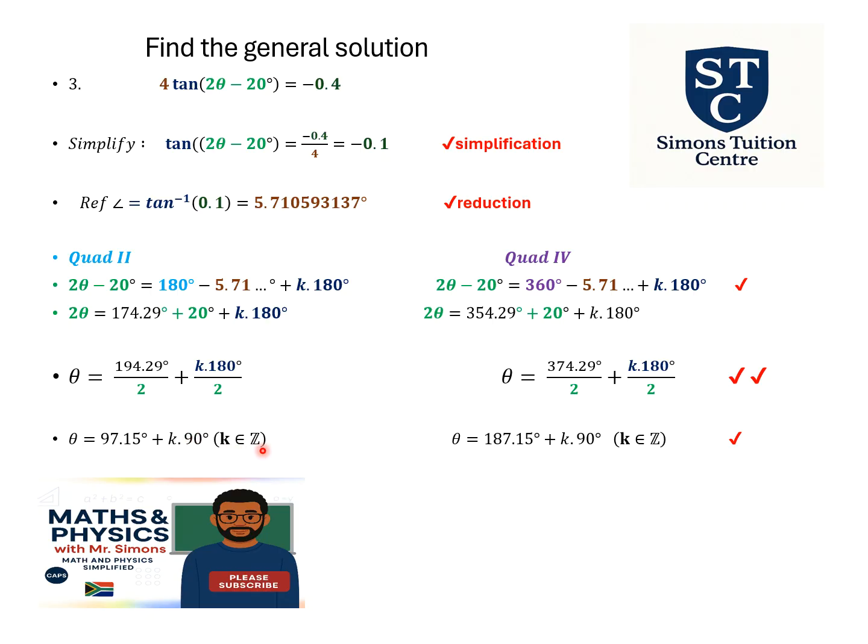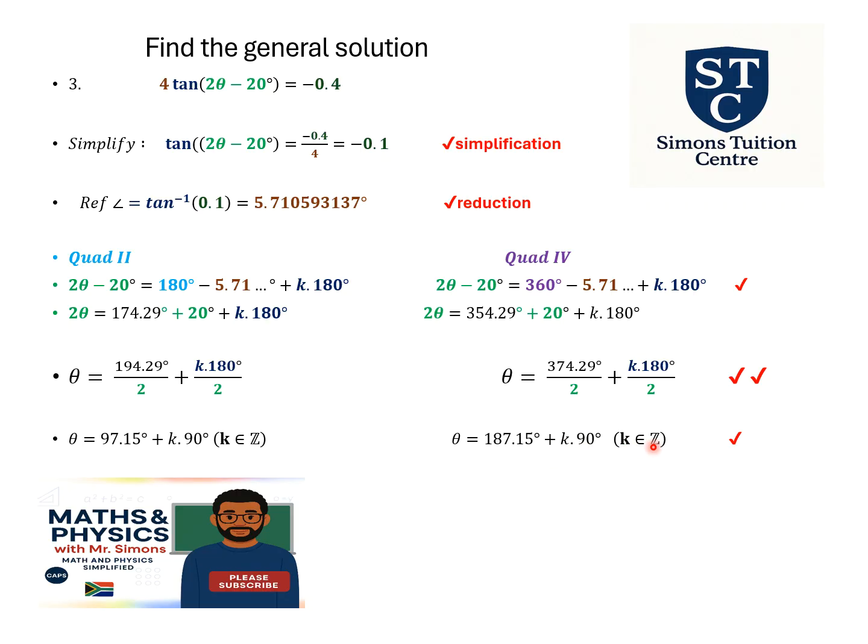K an element of integers. For the second one, 360 minus 5,71 gives me 354,29 degrees. If I take negative 20 across, it becomes plus 20 degrees plus k times 180. 354,29 plus 20 gives me 374,29. And there, divide by 2. 2 theta divided by 2 gives me theta. 374,29 divided by 2, and then k180 divided by 2, gives me 187,15 plus k times 90.